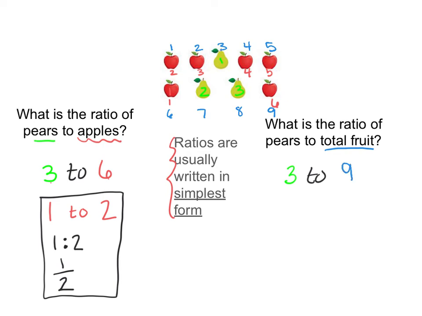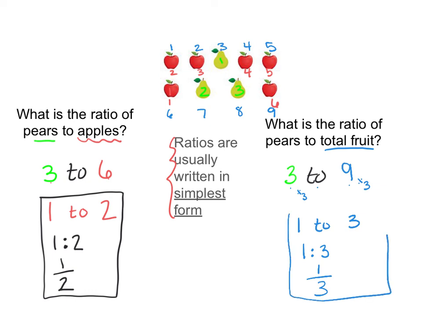All right, so what is the ratio of pears to total fruit? It's 3 to 9. However, this is not in simplest form. I can divide by 3. So I'm going to divide this one by 3 and this one by 3. So it's a 1 to 3, or you can write it 1 with a colon, 3, and the last would be a fraction, 1 to 3 like that.